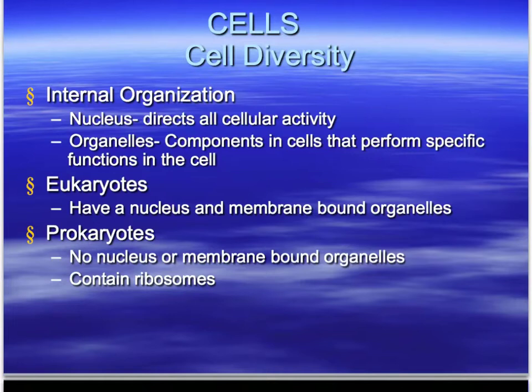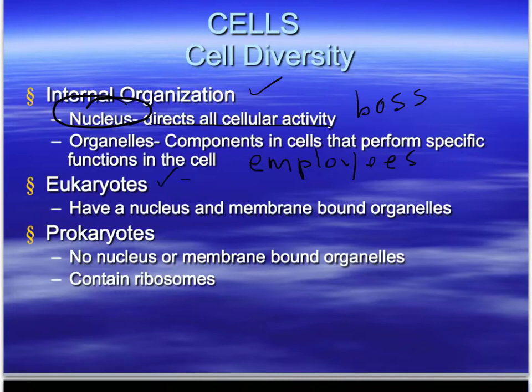Here's just a little bit more and a little bit of review in words on what we were talking about earlier. Internal organization, how a cell is organized. A eukaryotic cell contains a nucleus, and this is what directs all the cellular activities. It's the boss. The organelles, these are the parts, these are the employees. And they carry out all the functions the cell needs to do in order to survive.